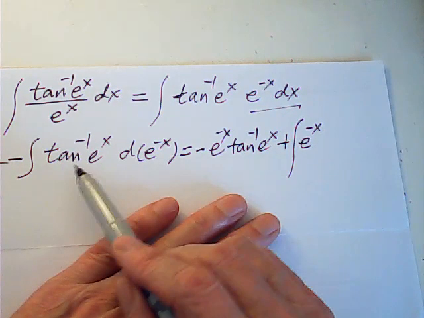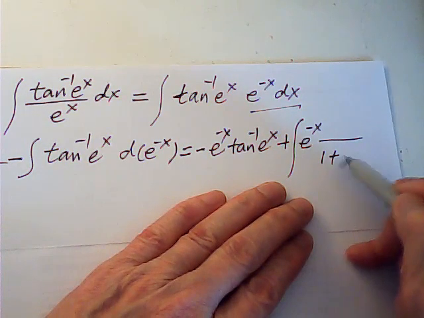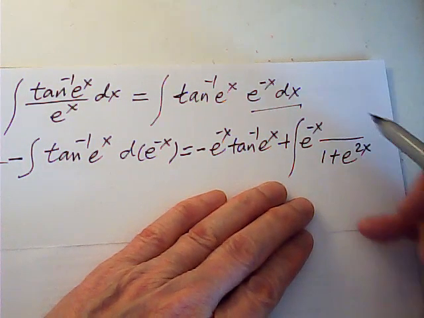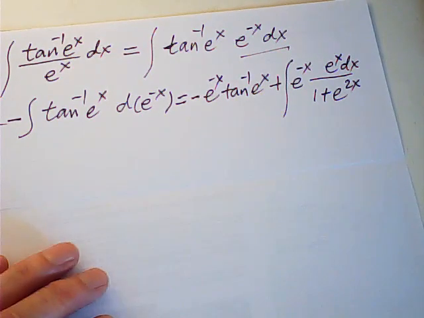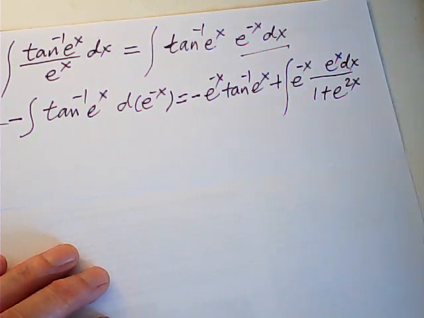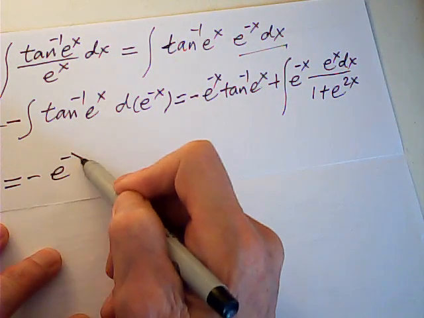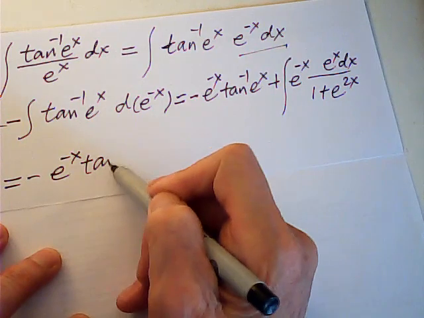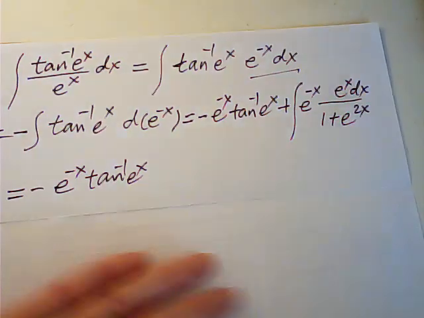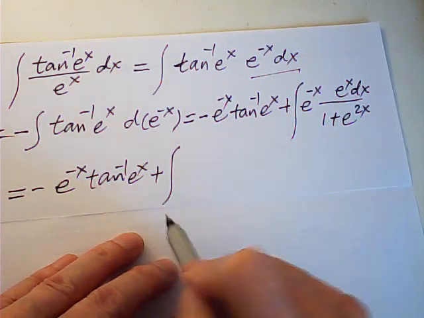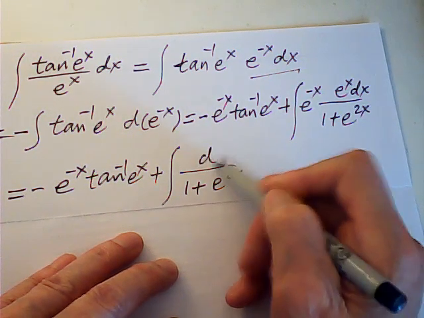This one is this. The arctangent derivative is 1 over 1 plus e to the 2x, right? Times e to the x dx, the chain rule. Now this is negative e to the negative x arctangent e to the x. And this one cancels out, becomes a 1, right? It becomes plus 1 over 1 plus e to the 2x dx.